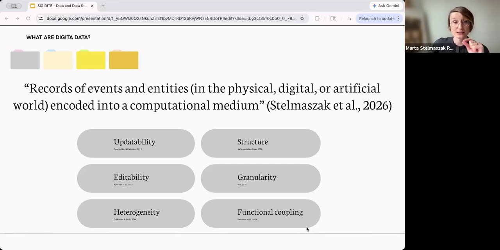Then we have granularity at a much higher level than in the past, and functional coupling, which is how tightly the data are recorded to a specific purpose. So what we're arguing is that these digital data have, and that's a point that perhaps needs a little more working out as we collectively go forward, at least some of these characteristics.